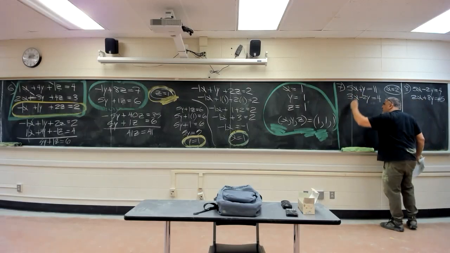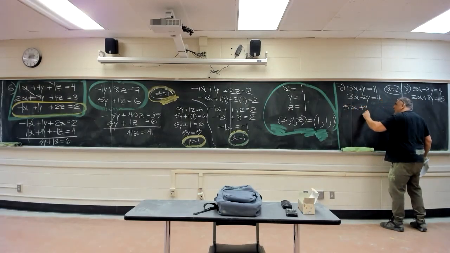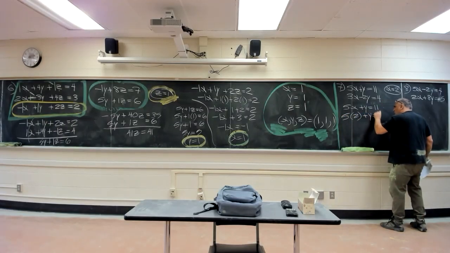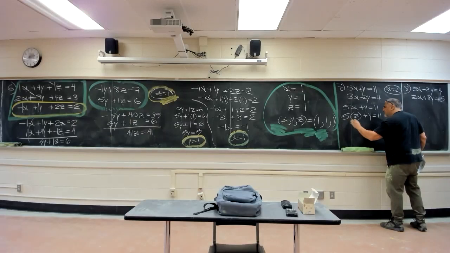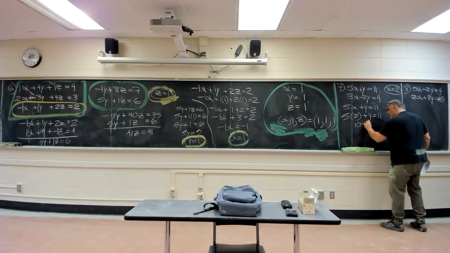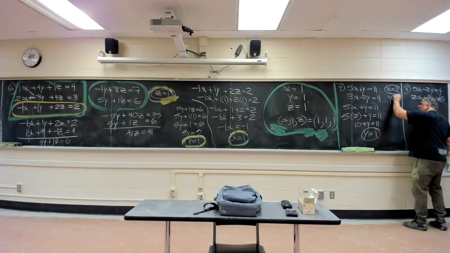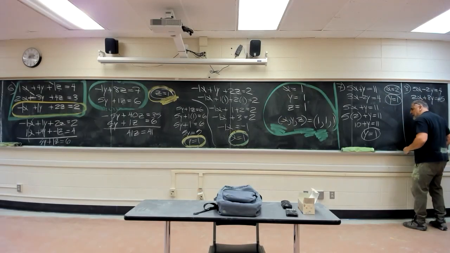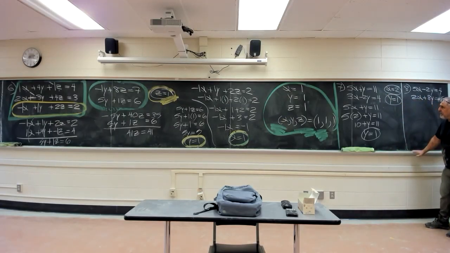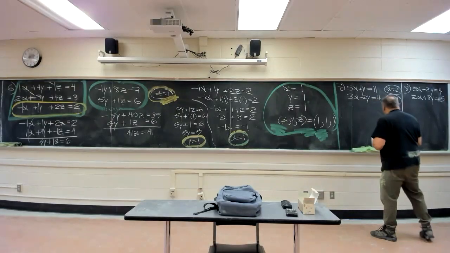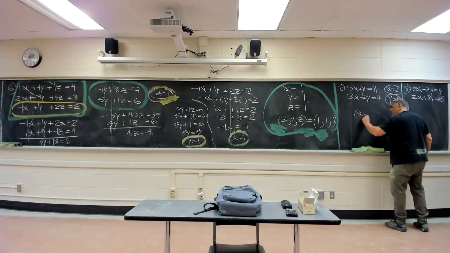X equals 2. I'll put it in the first equation here. 5x plus y equals 11. X equals 2. 5 times 2 is 10. Subtract 10 on each side. You're done. There it is. That was the manipulation that took place. Okay? What we have here is x comma y.